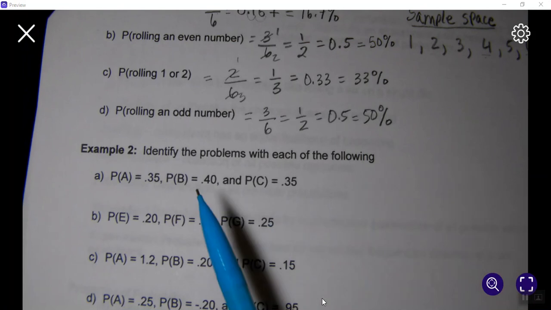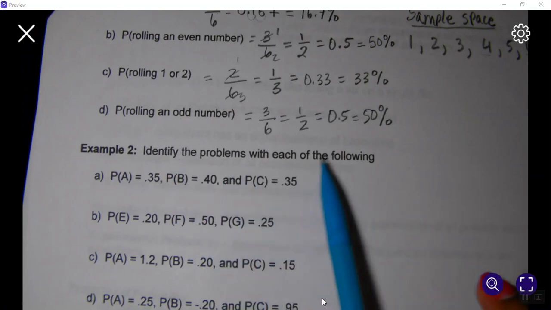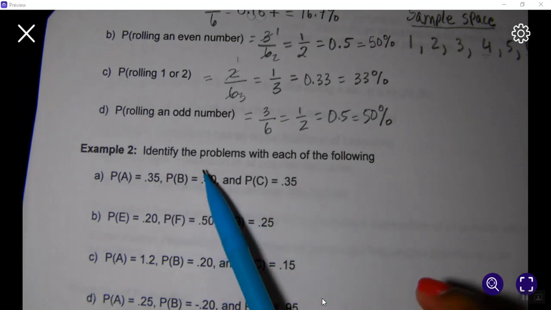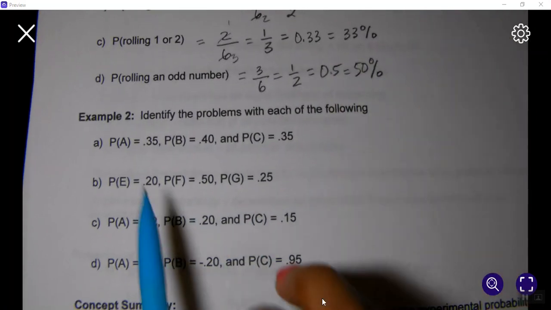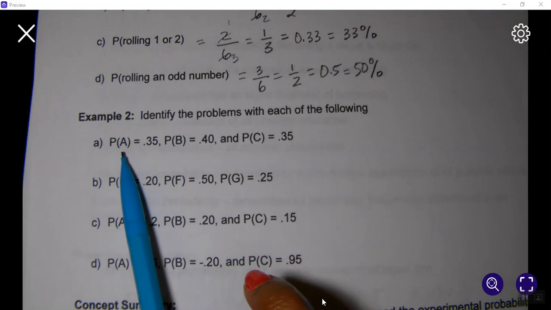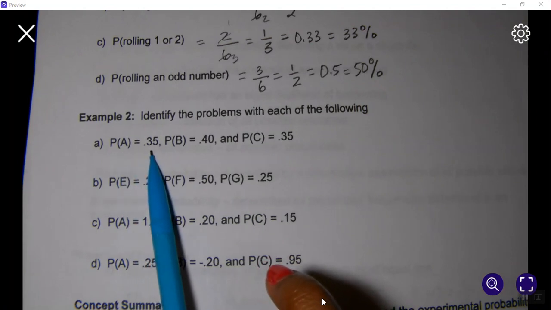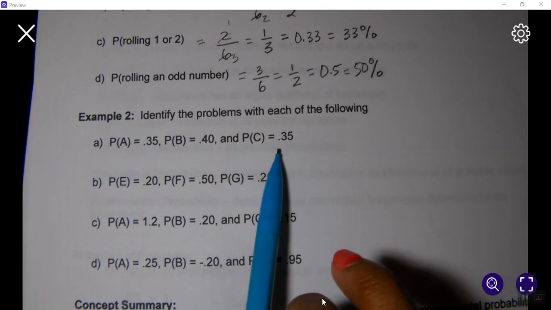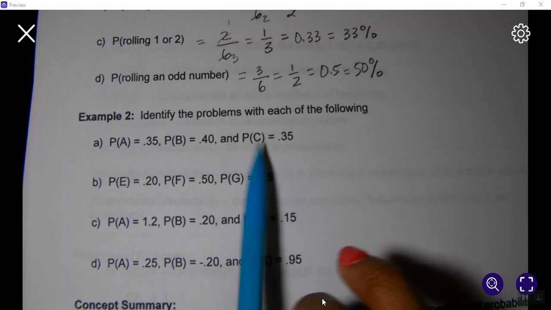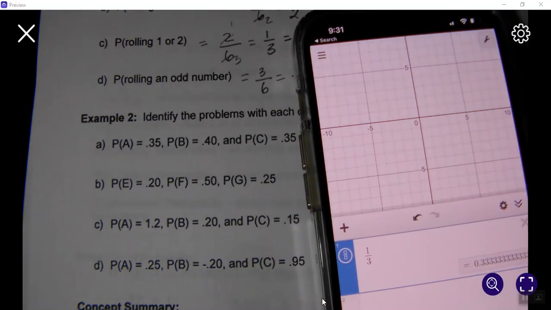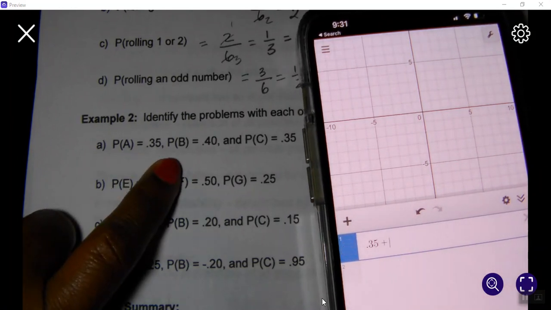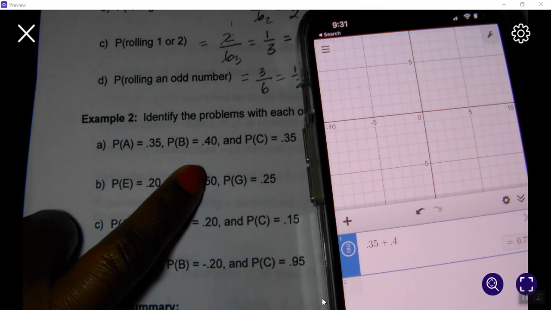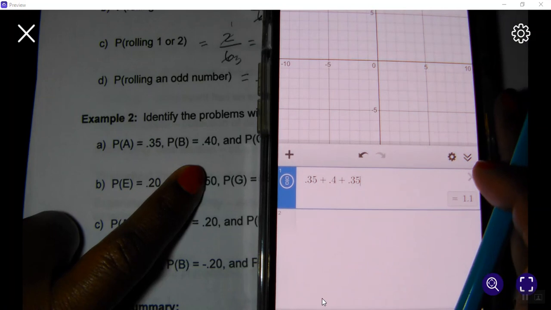Okay, example 2, identify the problems with each of the following. So basically we have these probabilities here and we just need to identify what is wrong with them. All right, so the first one, the probability of A is 0.35, 0.40, and 0.35 again. Well, if these are all the possible outcomes, they should equal 1. 0.35 plus 0.4 plus 0.35. It's over 1. It's a little over 1.